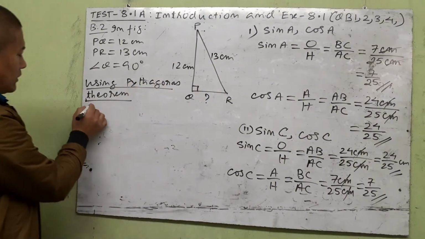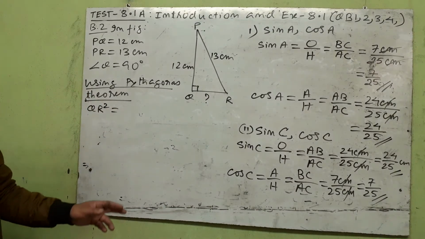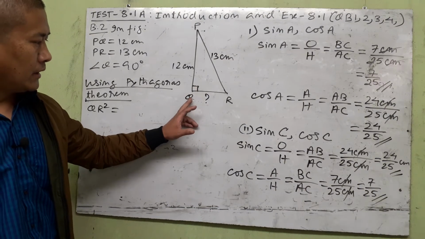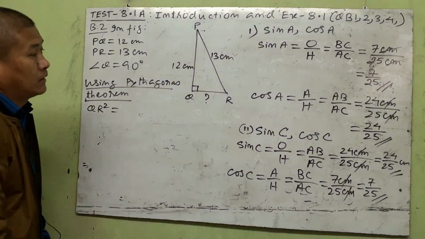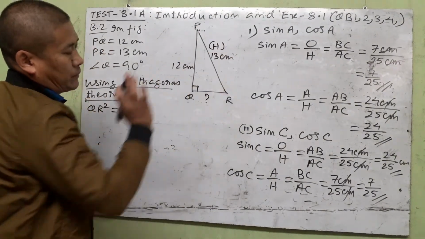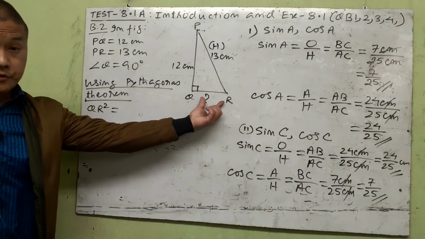This unknown is what? QR. So QR square will be equal to... what are the two sides of this angle 90? Yes, QR and QP, which is not... Yes, PR, that is the hypotenuse. So this PR is the hypotenuse. So we don't know a side which is not the hypotenuse, which is QR square.